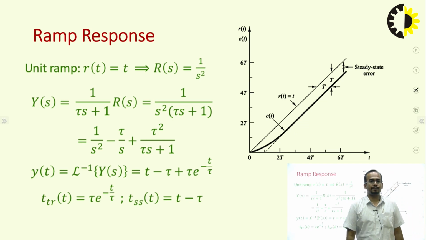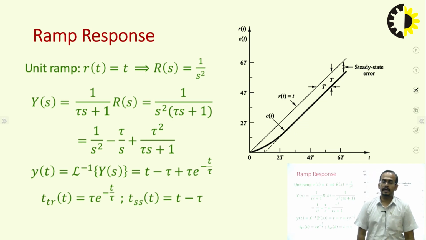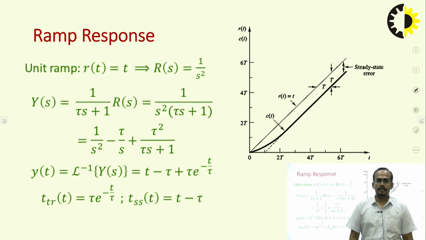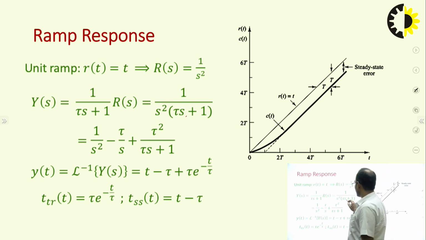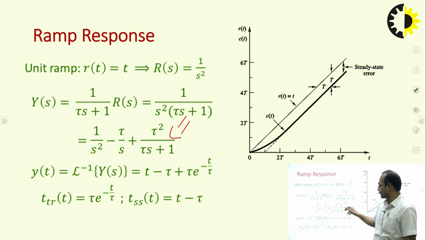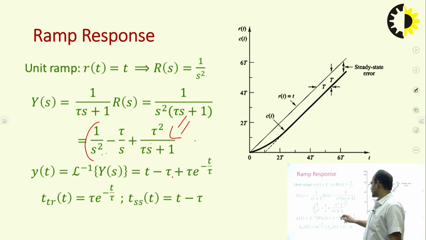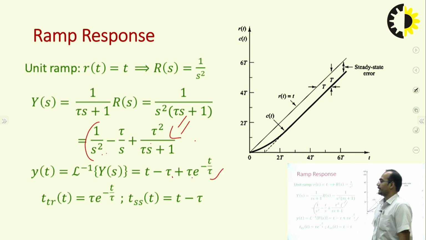Now, what is the ramp response? Again, we will consider R(s) equal to 1 by s square, because the Laplace transform of the ramp signal is 1 by s square. After doing the partial fraction, we will get 1 by s square minus tau by s plus tau square by (s plus 1 by tau). After taking the inverse Laplace of this signal, we will get t minus tau plus tau e power minus t by tau.